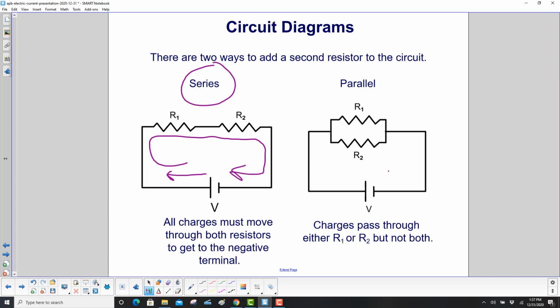With parallel, charges come up here. Some will flow through the bottom resistor, some will flow through the top, and then it'll all rejoin on this side and come back. So charges can go through either R1 or R2, but not both. That means it's a parallel circuit.